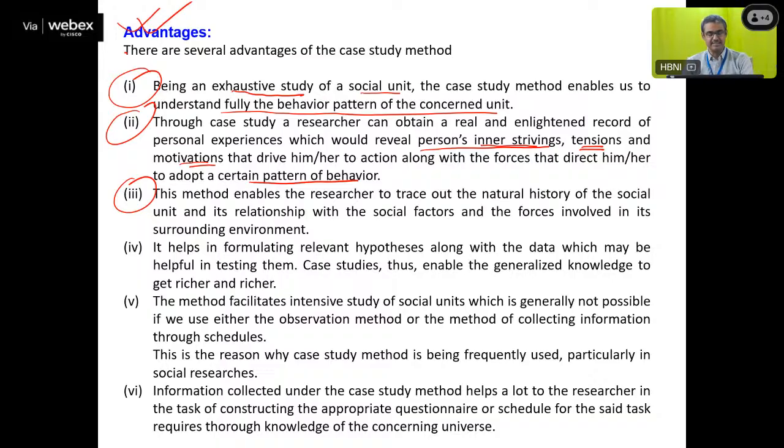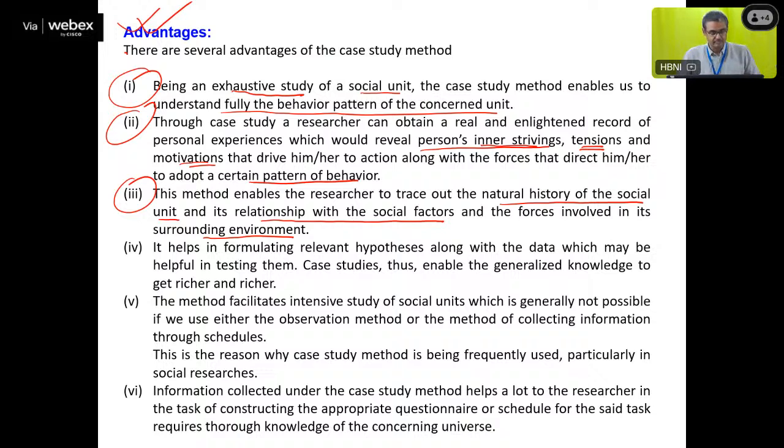Third, this method enables the researcher to trace out the natural history of a social unit. So if we study the social unit of an institution, say, you can trace out the natural history of the social unit and its relationship with the social factors and the forces involved in its surrounding environment. Okay, so the institution is in the surrounding environment, and your case study on the institution will help you to draw out the natural history of the social unit and its relationship with social factors and the forces involved in its surrounding environment.